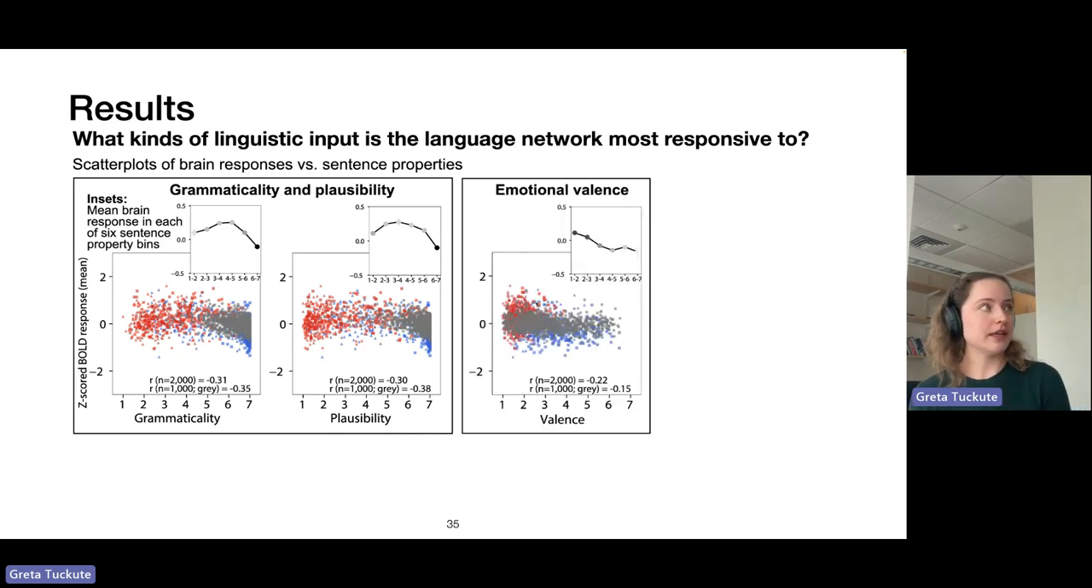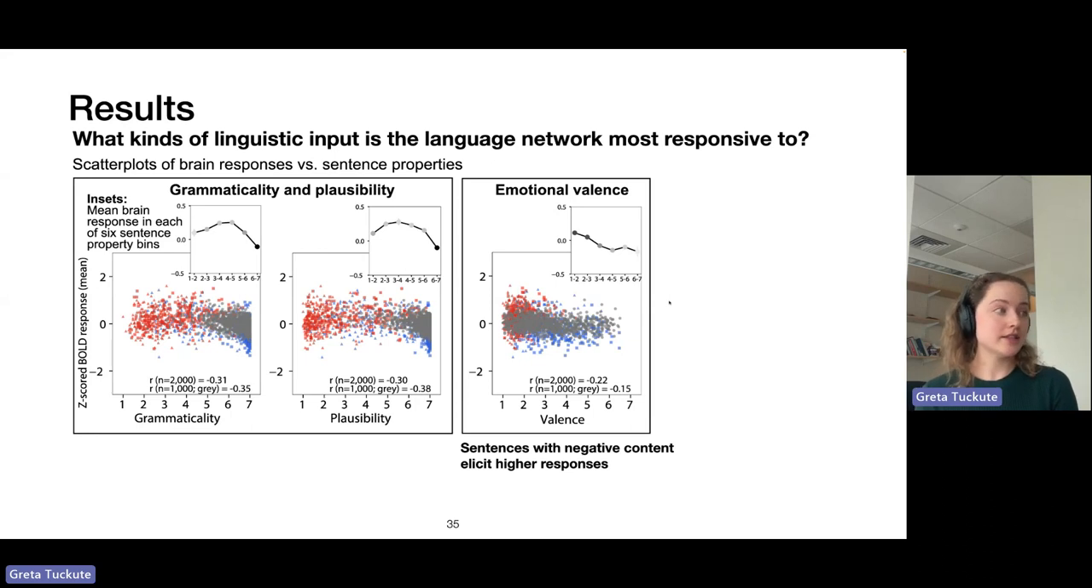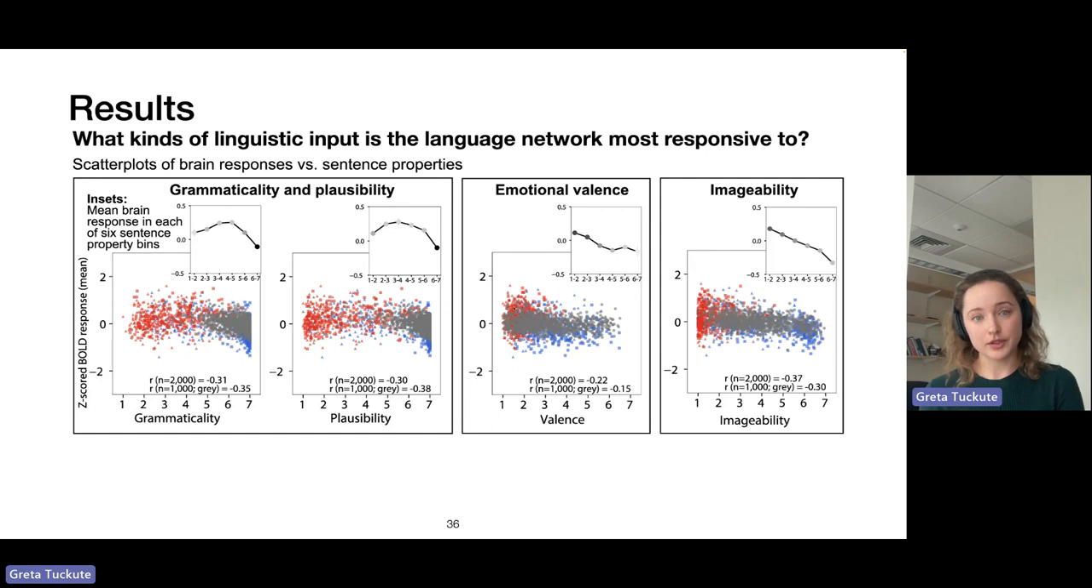Another feature that we investigated was the emotional valence. And the trend that we evidenced here was that sentences with negative content, here in this end of the axis, elicit higher brain responses. And the final feature that I want to talk about here is imageability, which is how easy a given sentence is to visualize. And the trend that we found here was also negative, meaning that sentences that are abstract and hard to visualize elicit higher responses.